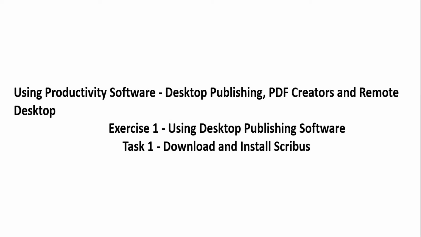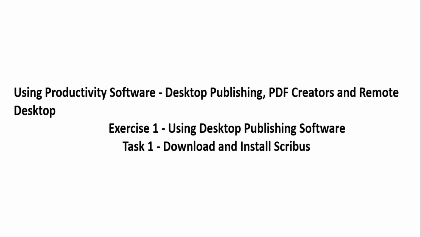Exercise 1, using desktop publishing software. Desktop publishing software, DTP for short, involves creating documents formatted as per the printing and publishing standards for page layout, text, and images. Desktop publishing software helps automate generation of such documents and is used by publishing houses to create a professional layout for books, brochures, posters, and other printed published materials.